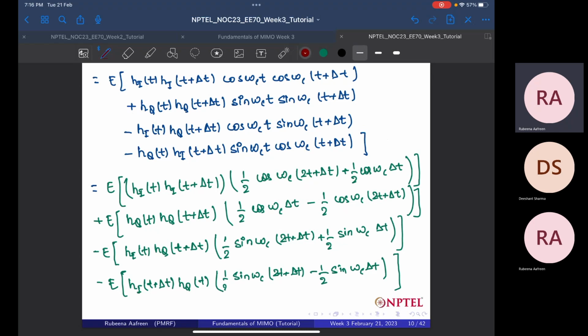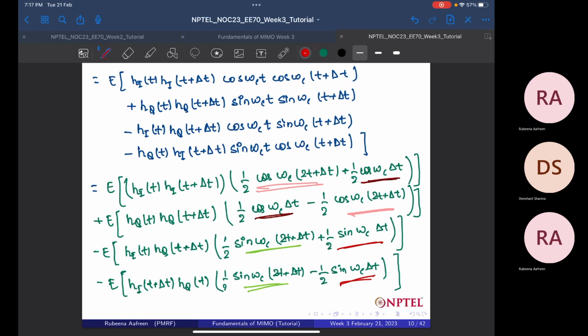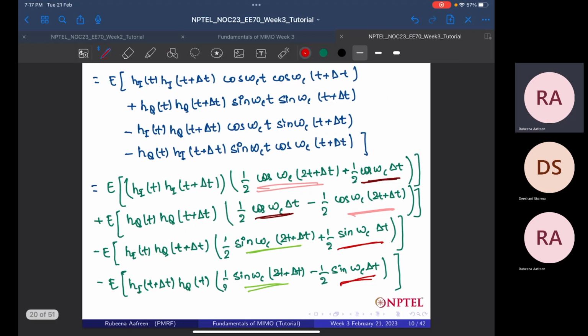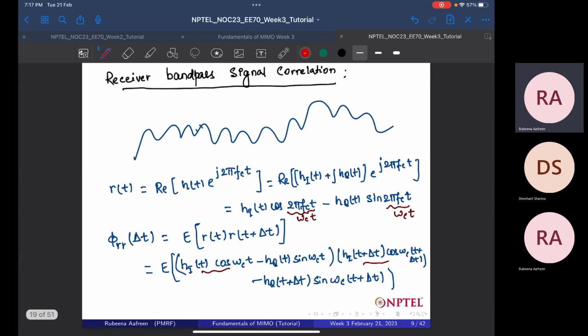Now the next step we will do is to separate these terms. Cos omega c delta t, then cos omega c (2t plus delta t), these two terms will be grouped as one. These two terms you group, then these two terms, and lastly these two terms. And after that, see, this is correlation.